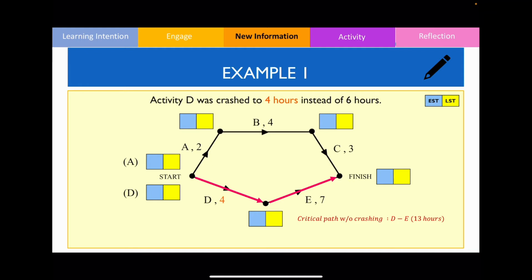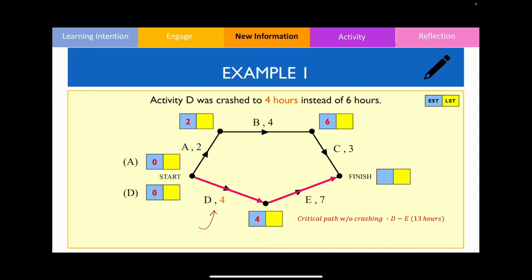So in this case, again, the earliest starting time for activities A and D is going to be equal to 0. The earliest starting time of activity B is going to be after 2 hours. Now that we have reduced activity D to 4 hours, the earliest starting time of activity D is going to be 4. The earliest starting time of activity C is going to be 2 plus 4, which is 6.